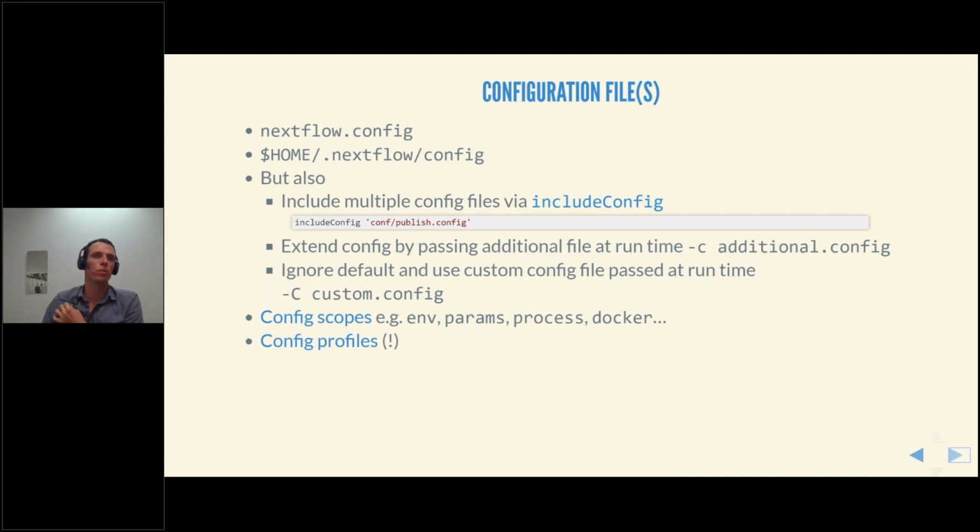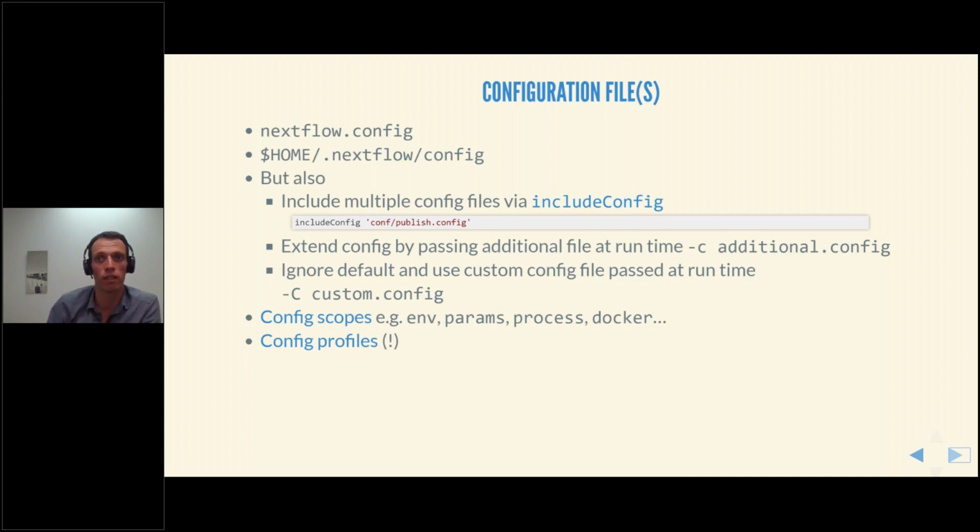So there are different scopes in config which allow you to separately define, let's say, parameters for the pipeline, like inputs or settings for tools being used. You can set attributes for the processes, so things like how many CPUs they use, and you've got scopes like Docker where you can set up Docker-related settings.